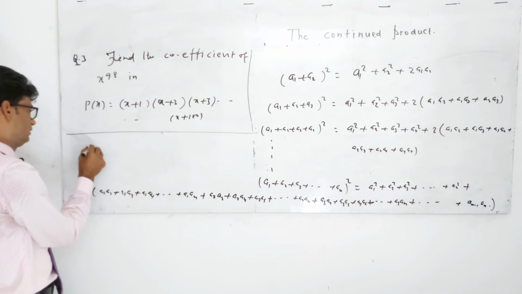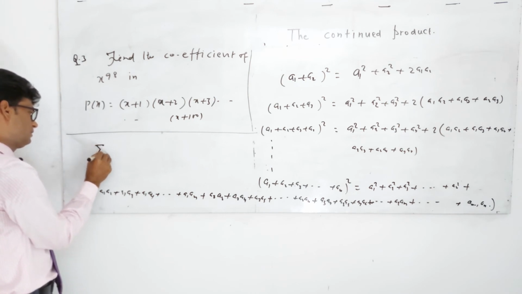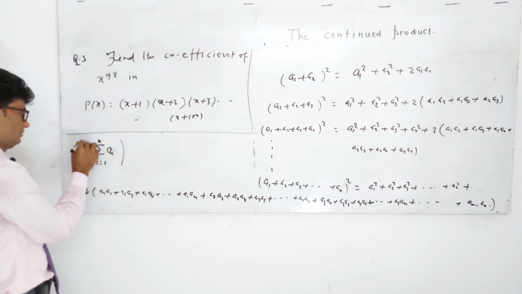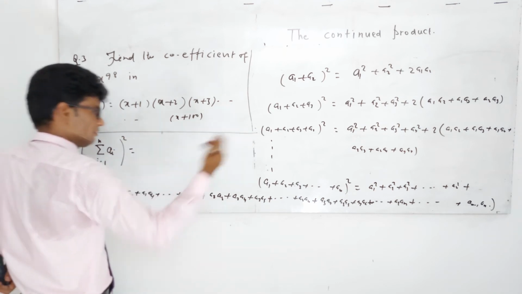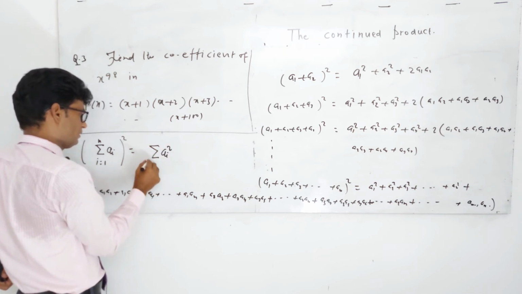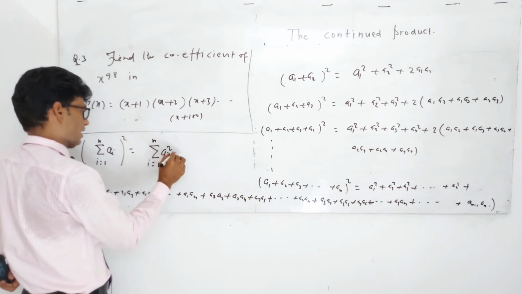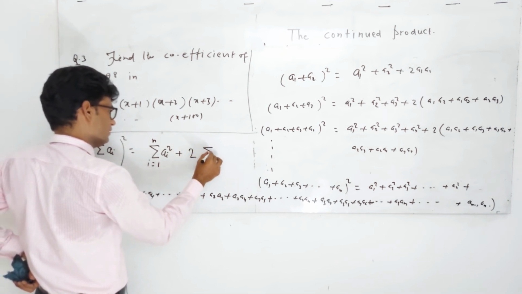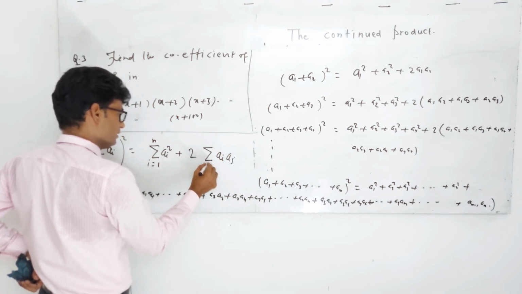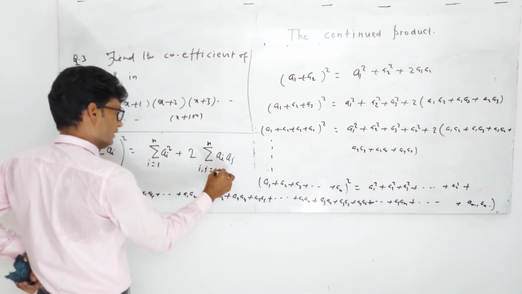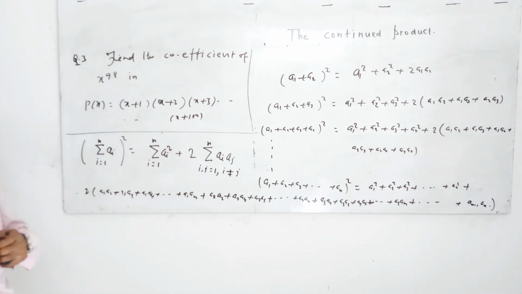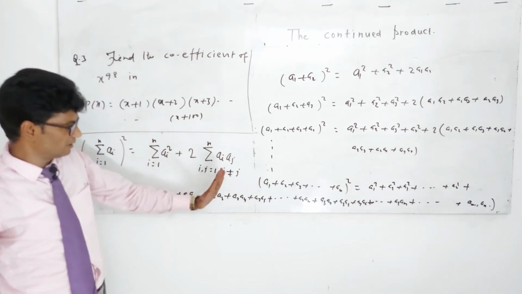So for this one here, sigma ai, i varying from 1 to n, whole square. On the right hand side, sigma ai square, i varying from 1 to n, plus twice sigma ai aj, i, j varying from 1 to n, and i is not equal to j. Think over, after pausing the video, why here i is not equal to j.